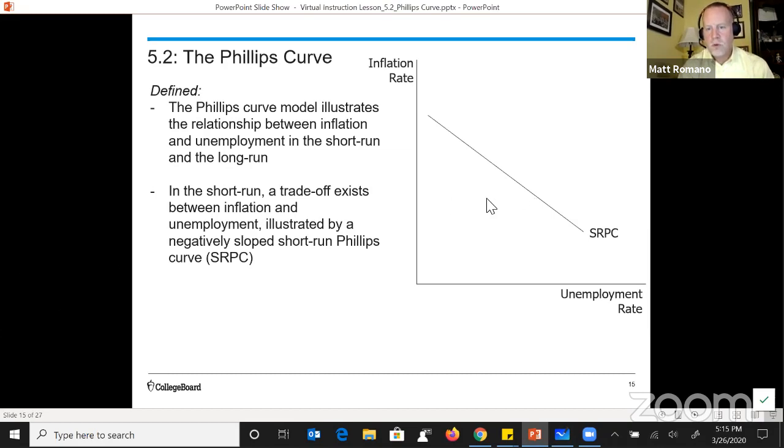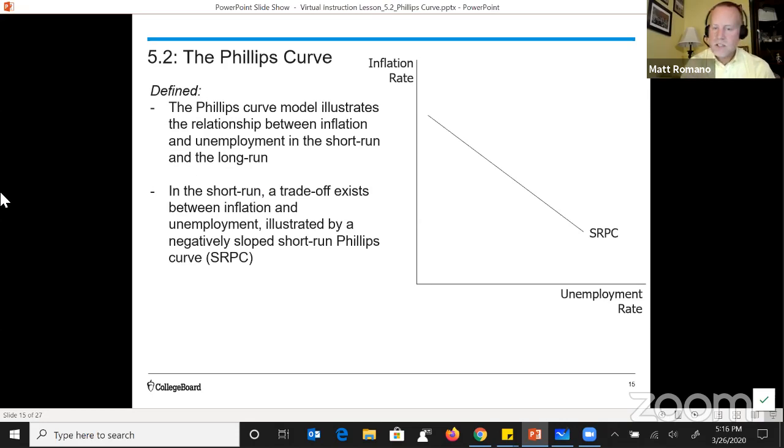If you're going to, watch my cursor here, if you're going to have high rates of unemployment, you're probably going to have that accompanied by low rates of inflation. As unemployment falls, the trade-off that exists, there's a major economic concept there. The trade-off that exists is that as you decrease unemployment, you're going to increase inflation.